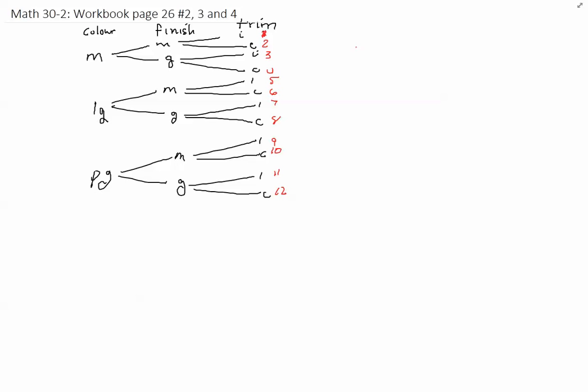So if we think we've got color, we have finish, and we have trim. These are our three options. We have 3 colors, 2 finishes, and 2 trims. And if we multiply those together, we get 12 potential choices. So that's question number 2.